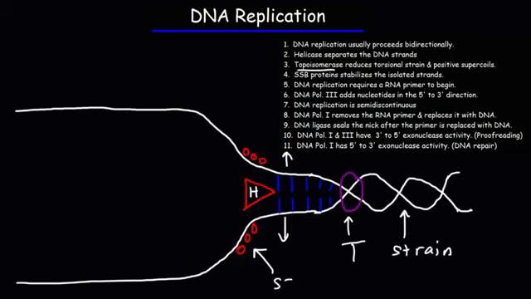Next, we have the SSB proteins, the single-stranded binding proteins. These SSB proteins protect the 2 strands from cleavage. They also stabilize the 2 strands, preventing them from snapping back together.